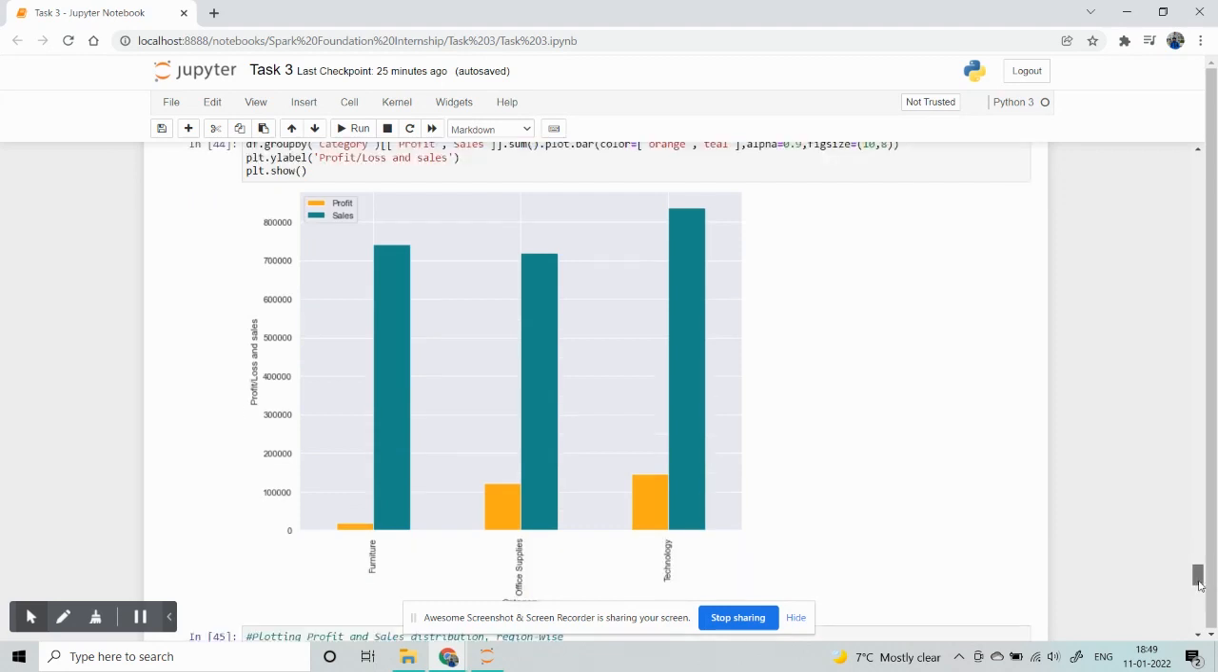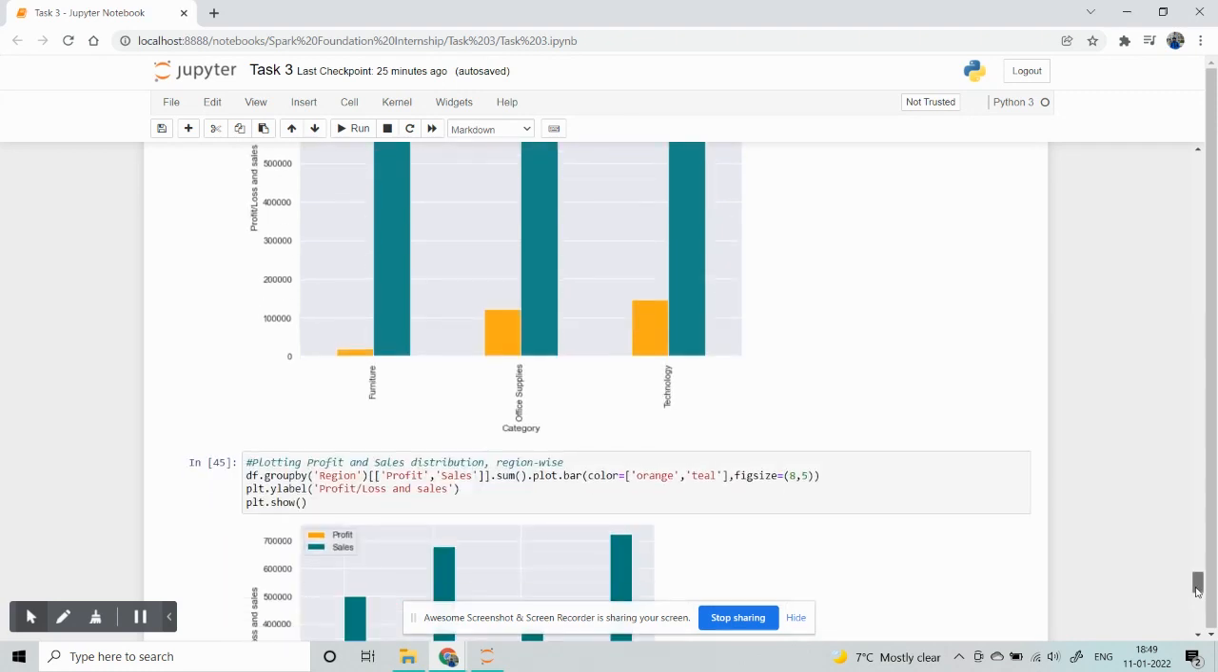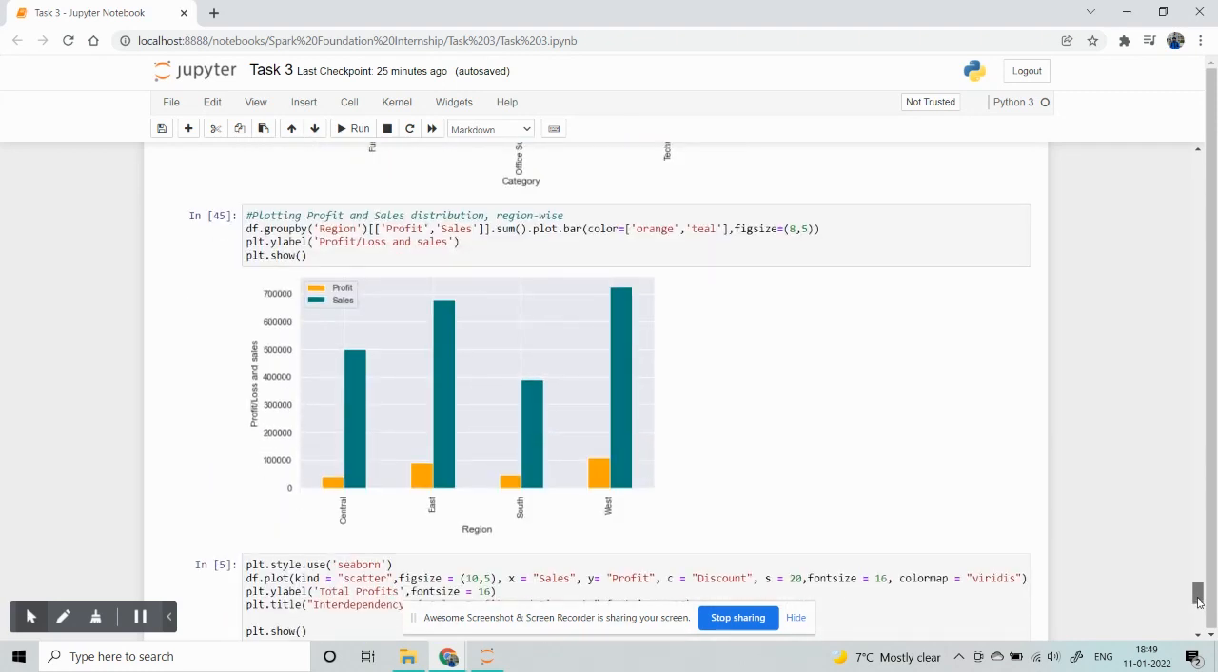Next, we'll check the profit and loss versus sales for different categories, and we can see that the profit is very low for furniture, but for technology products, the profit is quite high along with the sales. Next, we are checking the region-wise profit and sales, and we can see that the highest sales is from the western region.